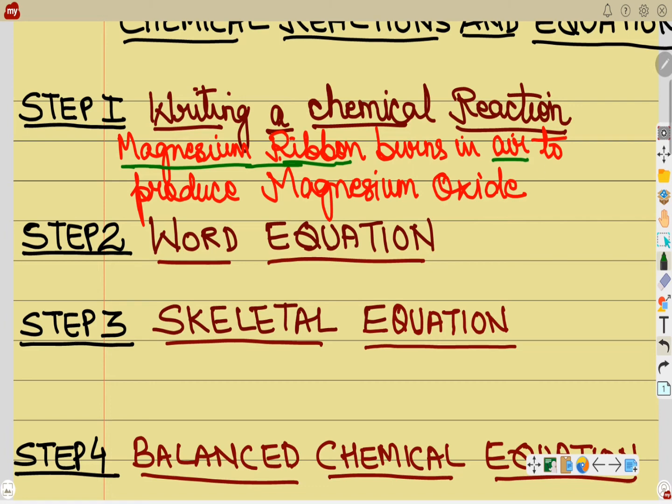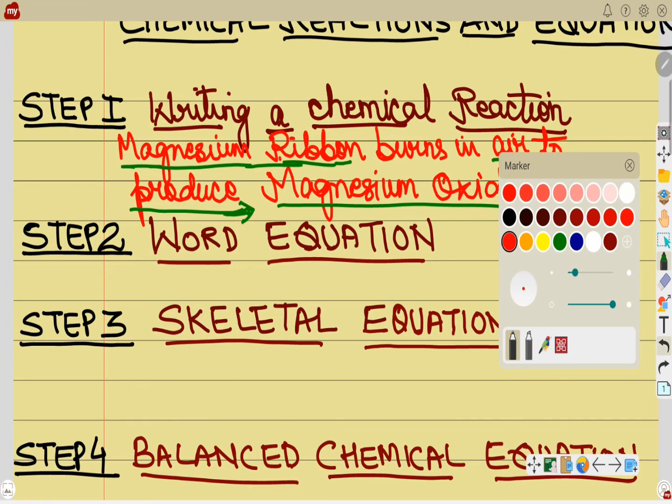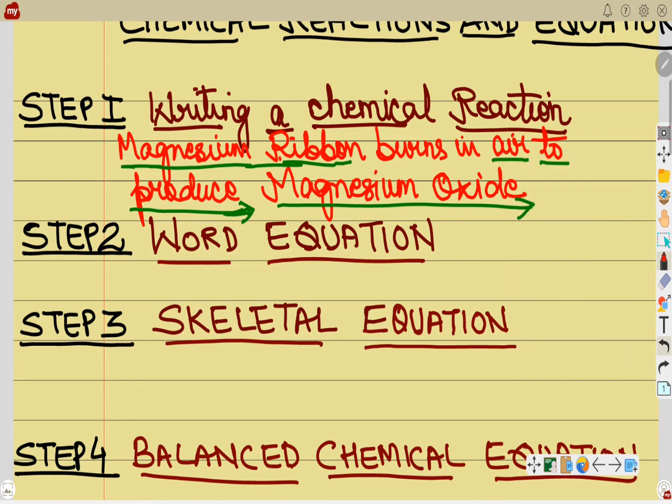Then the phrase written is to produce. To produce gives us a hint that the products are on the right side. So in place of to produce, we will put that arrow. And what is the product? The product is magnesium oxide. So this gives us a hint, and we will write the word equation by writing the words now, leaving other things aside. What are those words of reactants and products?